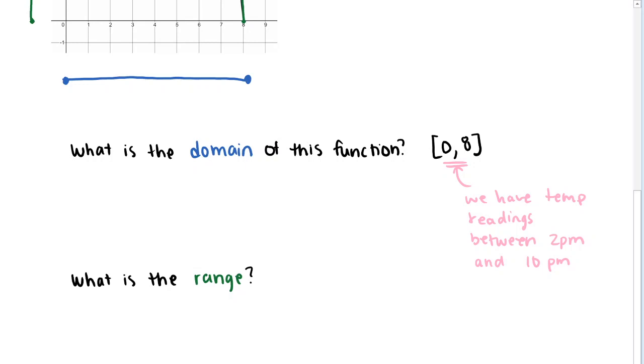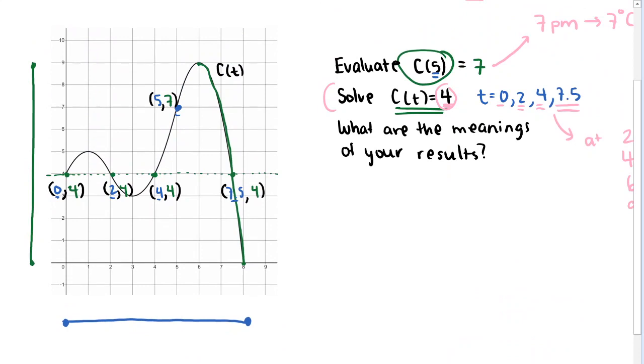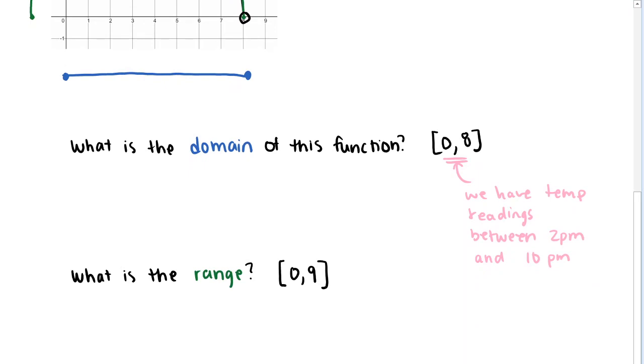And so here the range, it's a set of all output values we see in our function. That's 0 to 9, including 0 and including 9, right? 8 hours after 2 p.m., we do have a reading, and here we have a reading of 9 degrees Celsius at 6 hours after 2 p.m. Right? So we do see these temperature values.